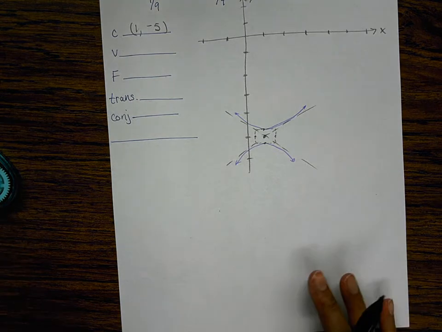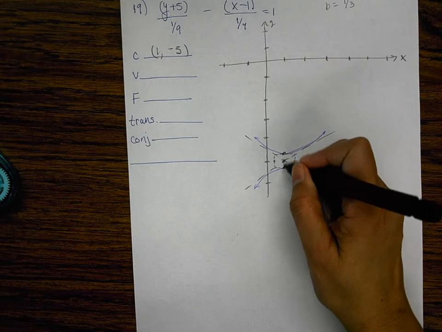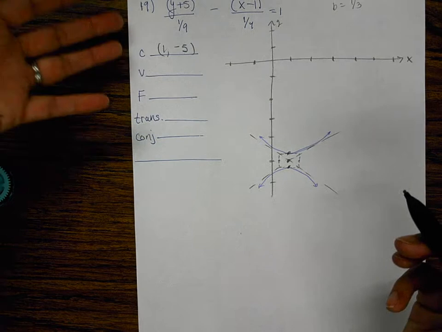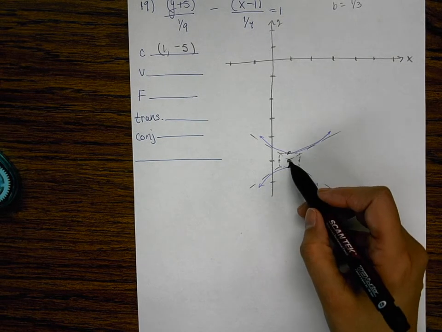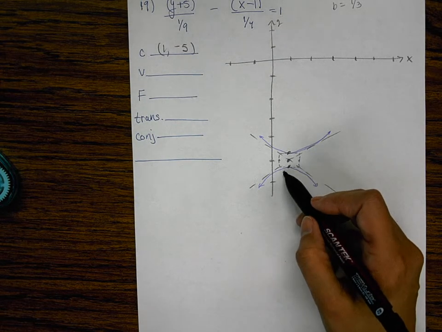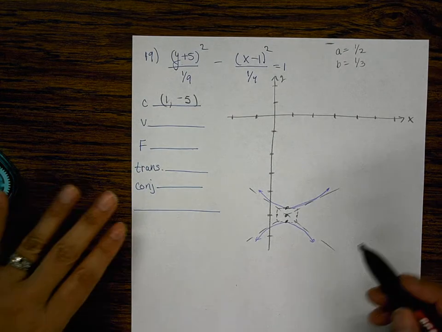So that's it there. The vertices are the points where my two graphs, my two U shapes, open. So it's up and down because y came first. So my center was 1, negative 5, and I went up 1/2. Nope, I went up 1/3 and down 1/3. There's different ways you can write it.